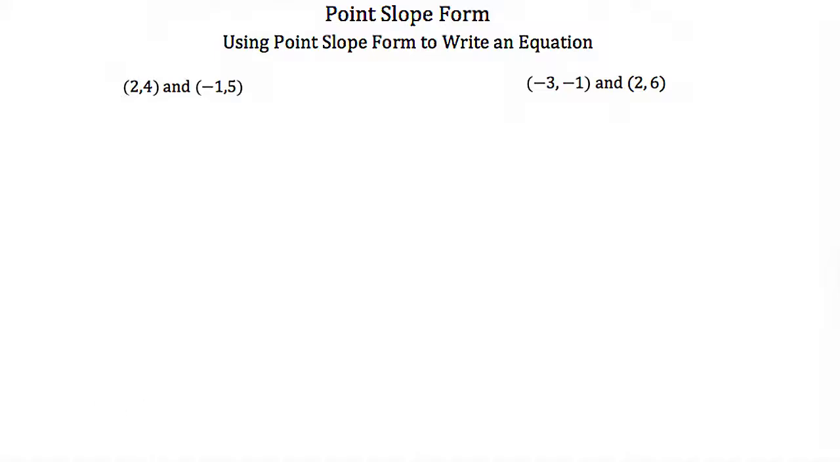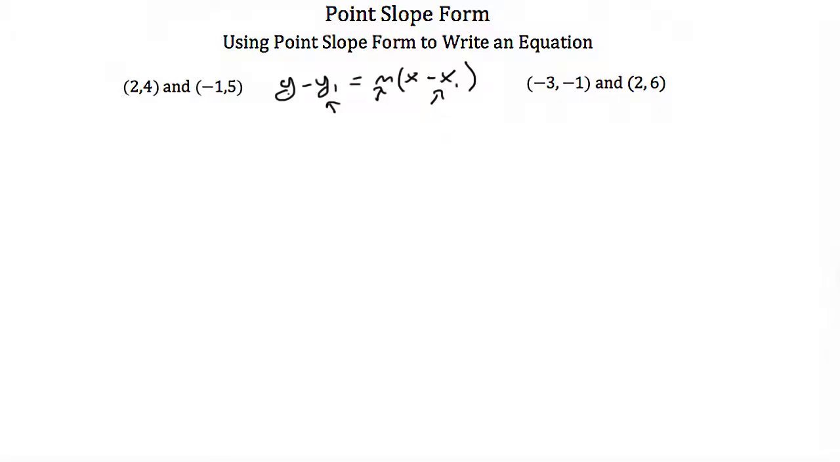Say we weren't given a slope and a point, but instead we're given 2 points. Can we still use our point-slope form to write a linear equation? Well, let's look at our point-slope form again. It's y minus y1 is equal to m times x minus x1. Now, to use this equation, you need a slope and then you need a point. And instead, we're given 2 points.